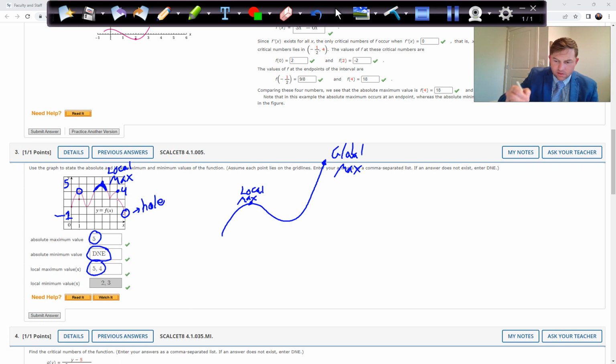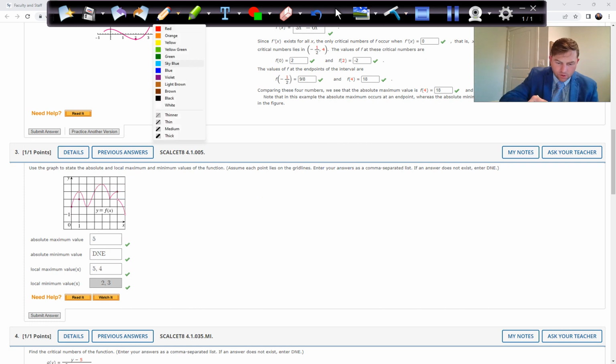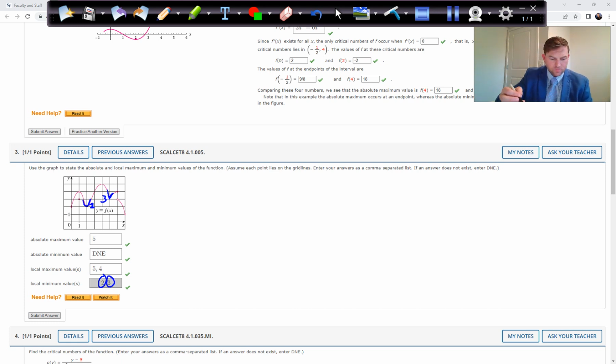Okay, local mins. So we're going to look for humps again. So we have a valley at 2. So that's this number here. But then we also have a sharp corner, which can count as a min at 3. So we're going to get 2 and 3 for the local minimums.